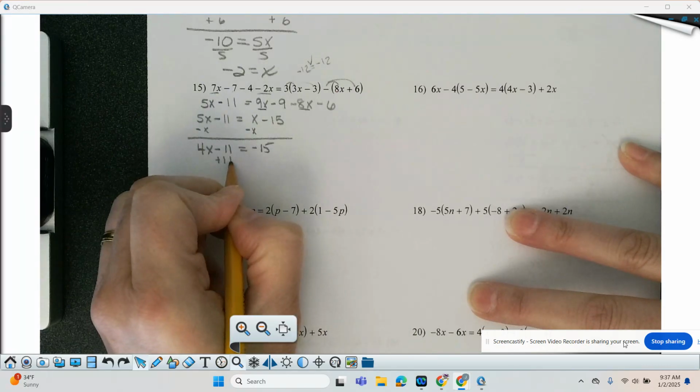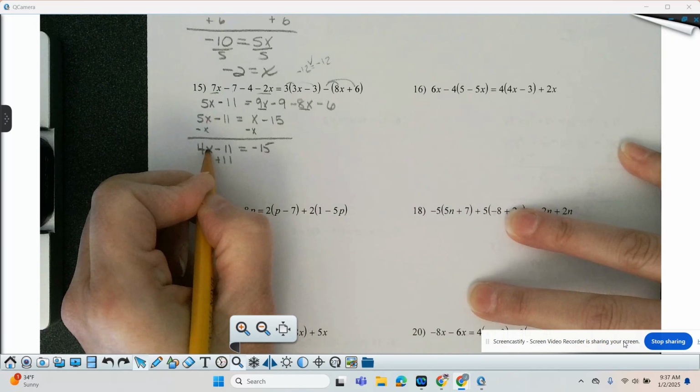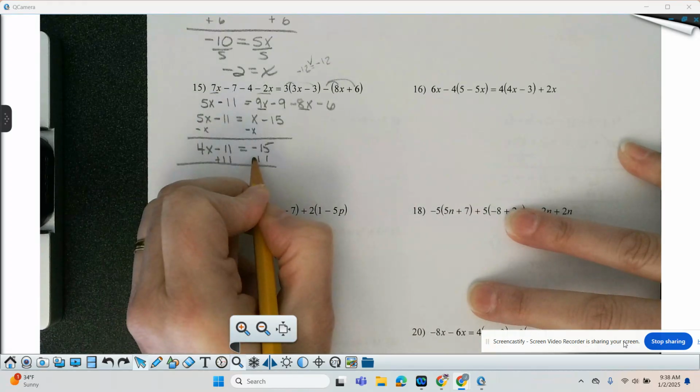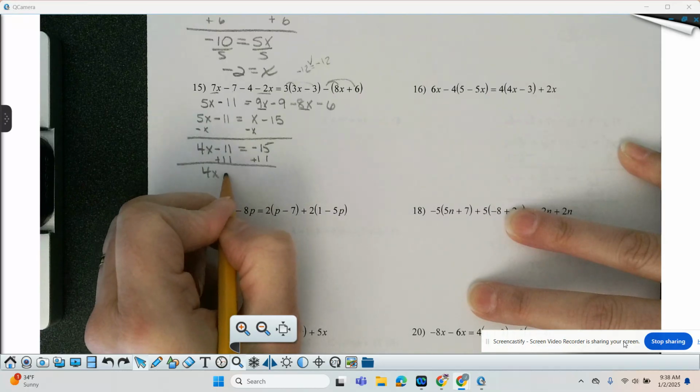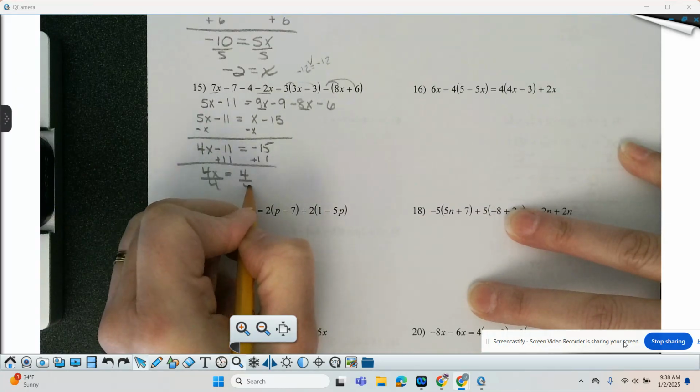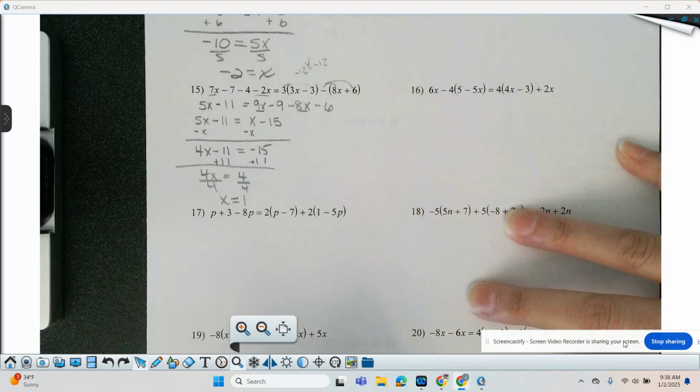The number with the letter is the last to move, so I'm going to move that 11 by changing its sign. And 4x is now going to be equal to 4. And dividing through by that 4, my x is going to equal 1.